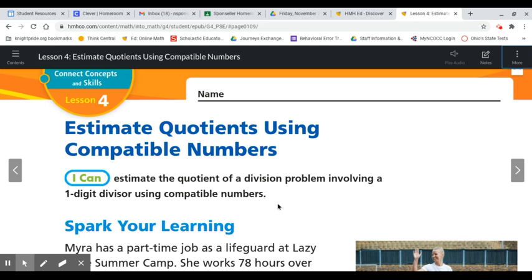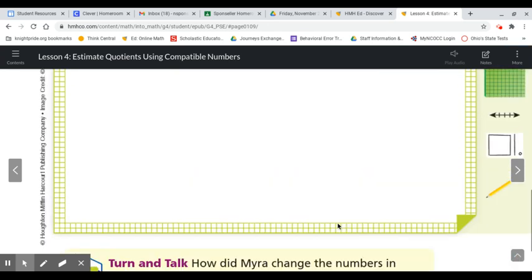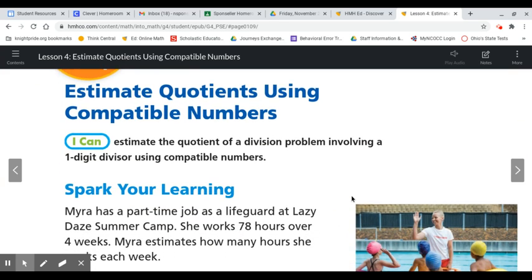All right, our math lesson today is lesson 4 of module 4, and we are on page 89 in your math workbook. So, our lesson today is called Estimate Quotients Using Compatible Numbers. Okay, first of all, let's break that down. We know what it means to estimate. That means we're coming up with a close answer, a reasonable guess.